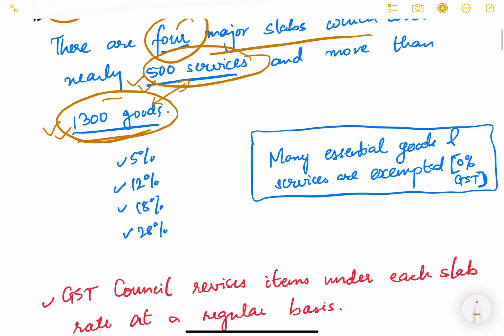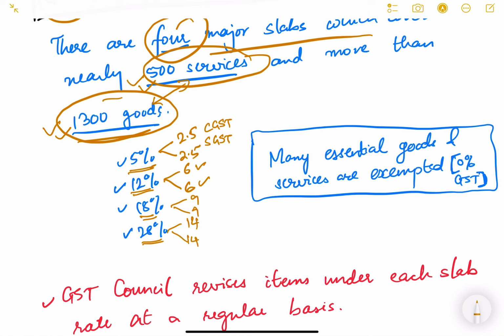So what are these 4 slabs? One is 5%, second is 12%, 18% and 28%. As we all know, this is the combined GST rate, which is equally divided into CGST and SGST. So whenever goods are being taxed at 5%, it means that there is a CGST of 2.5% and SGST of 2.5%. Similarly for 12% it's 6% and 6%, 18% is 9% and 9%, and for 28% it is 14% and 14%, like this. So this is basically the different slab rates.